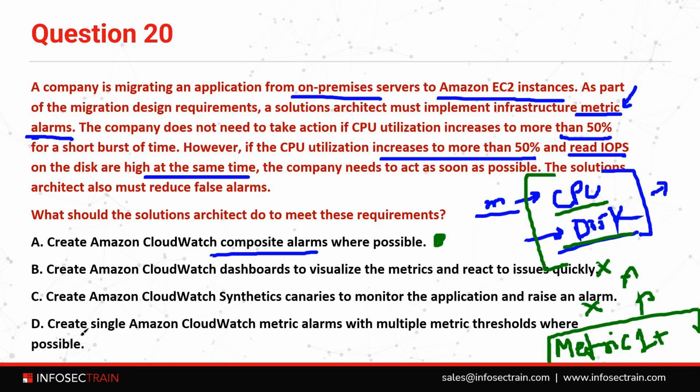Okay, and then comes create a single Amazon CloudWatch metric alarm with multiple metric thresholds where possible. So this is also absolutely wrong. It's not possible in a single alarm, right? So this is the case. The correct answer is called composite alarm. So this is the one you have to look into.